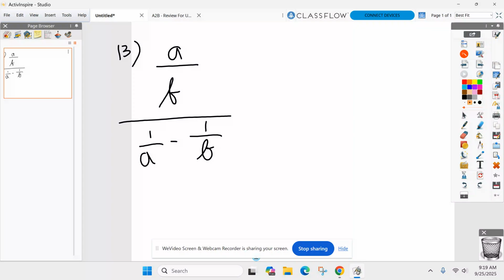All right, so let's talk about the bottom. The bottom has different denominators. So let's find a common one. One denominator is A, one denominator is B. What do you got for me? AB. Yep. So I got AB as my common denominator there.